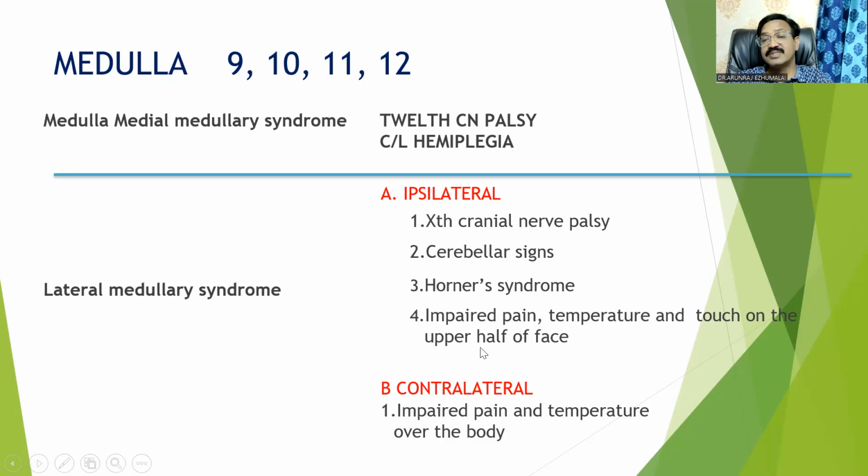Pain, temperature and touch will be impaired only on the upper half of the face. But contralaterally, the patient will have impaired pain and temperature over the body, upper limb and lower limb. So this is the typical picture of lateral medullary syndrome. They will have hiccup, dysphagia, nasal regurgitation, everything. So ataxia on one side, same side 9th cranial nerve palsy with Horner syndrome, with impaired pain and temperature on the upper half of the face: suspect lateral medullary syndrome.